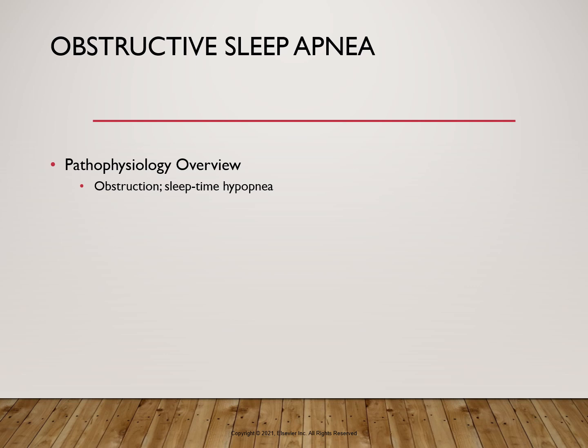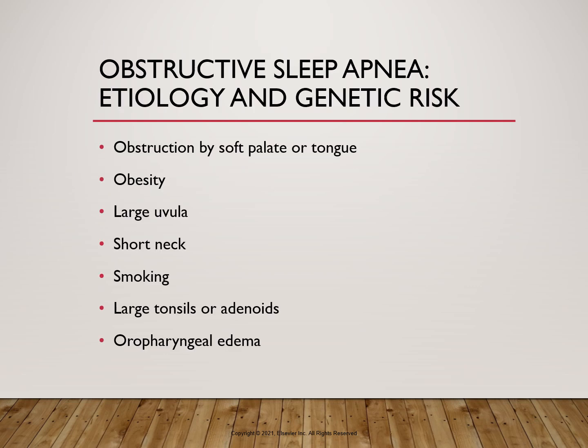Obstructive sleep apnea. This is an obstruction, either the soft palate or tongue. A lot of times it's when people sleep, and especially if they're large, obese, overweight, things soften the soft palate, and everything kind of relaxes and drops, and it blocks the airway. Or a large uvula. That's the little thing that hangs down the back of your throat. That could be very large. A short neck. Smoking, large tonsils or adenoids.